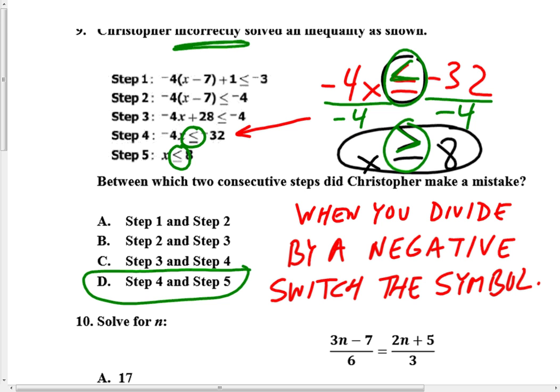That property is going to be on every SOL test. So you know somehow they're going to have a problem where you have to divide by a negative and switch the symbol. It might be a straightforward question where they say, solve this. Or it might be something like this where they say, where's the mistake? But you know it's going to show up. That's an important topic that they want you to know before you move on to Algebra 2 or AFDA.